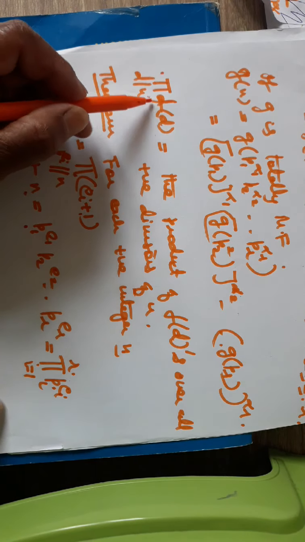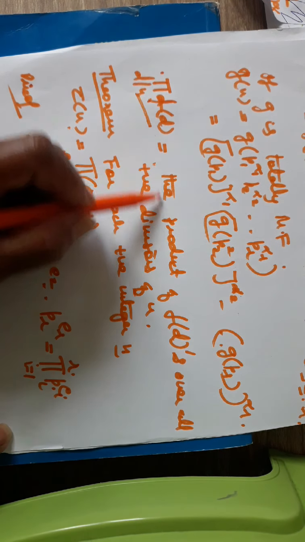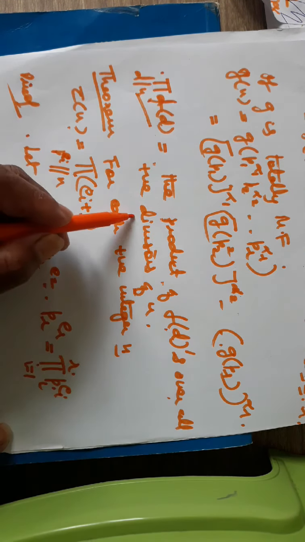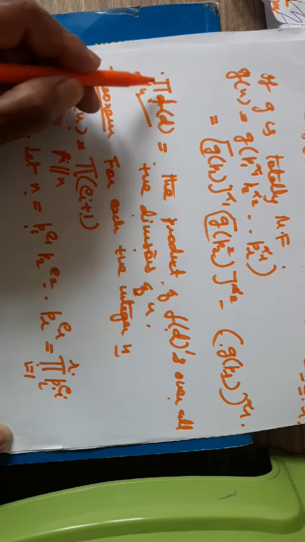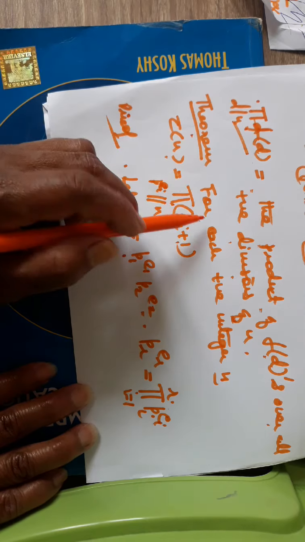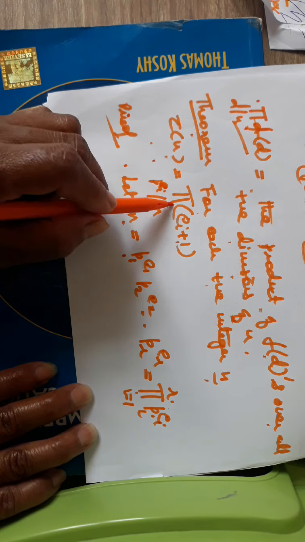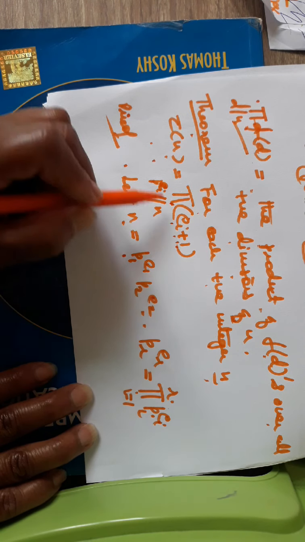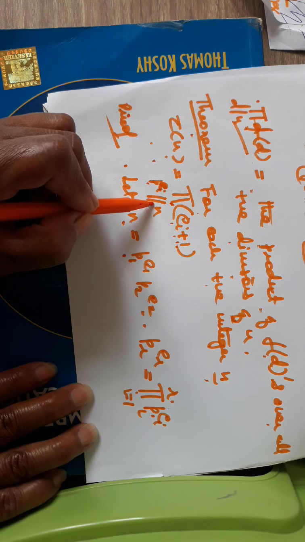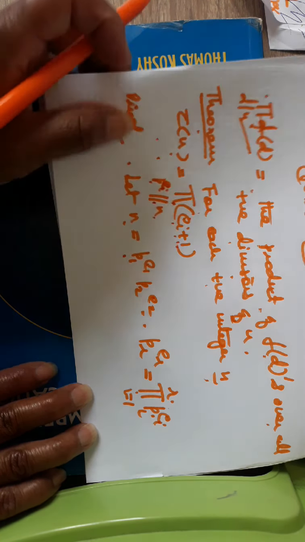Okay, let's start again. This product, pi of d here, is the product of f of d over all divisors of n. This notation is pi of d. So now using this, let us see the theorem. For each positive integer n, tau of n is equal to the product of ei plus 1, where p to the power ei runs over the prime powers dividing n.